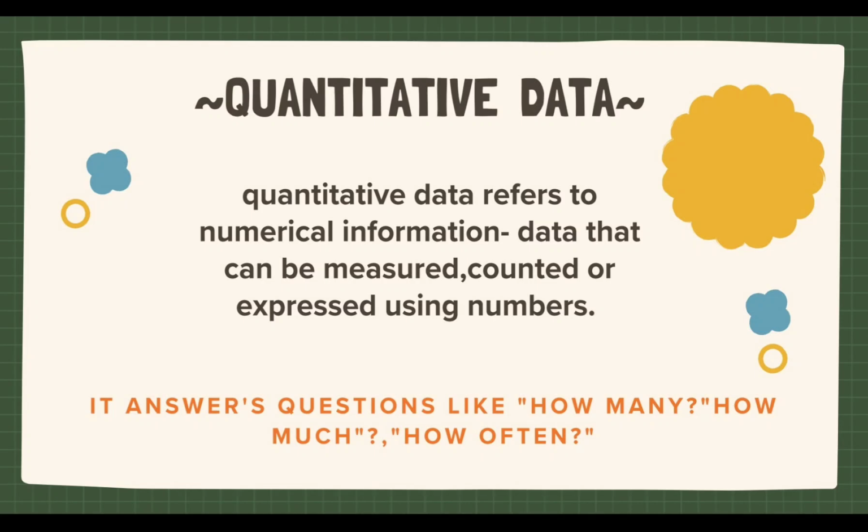Okay, so now let's move to quantitative data. Quantitative data refers to numerical information that can be measured, counted, or expressed using numbers. It answers questions like how many, how much, or how often. So quantitative data is numerical data, meaning it uses numbers. It can be measured or counted. So if you can measure or count it, it is quantitative data.